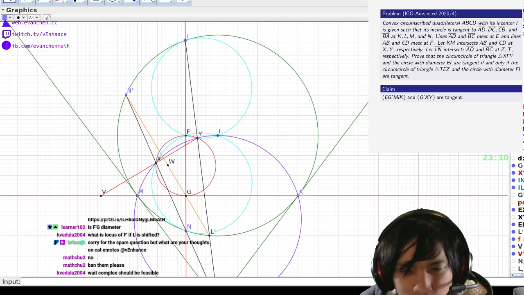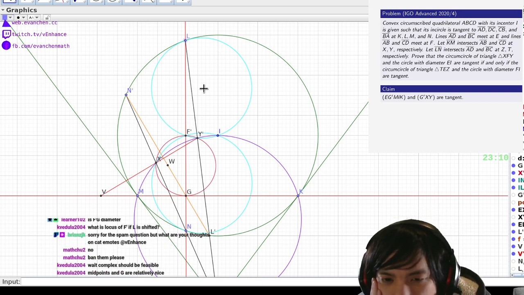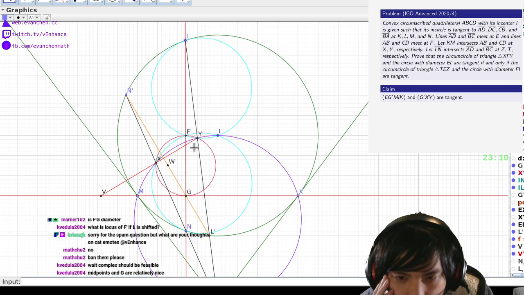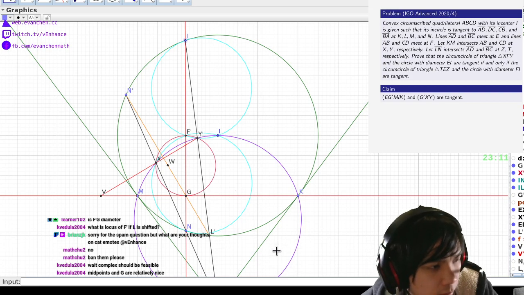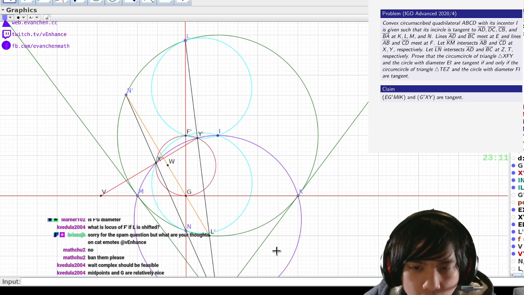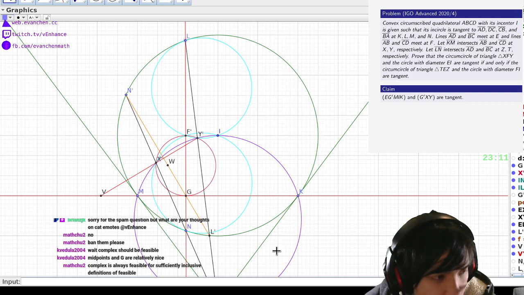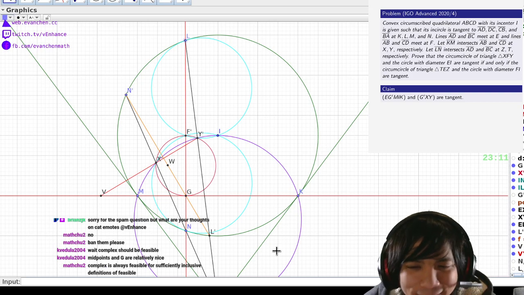I agree complex is very feasible at this point. Like, all these points are very computable. I would use N, N prime, L, L prime as the free variables. Compute this midpoint, this is a midpoint, this is a midpoint, this is the intersection, and say these four are cyclic if and only if this guy is in the same direction as I, E. So I agree it should be very doable. The cyclic part might be the most annoying part, like showing that those points are cyclic or something. But it's there. For sufficiently.